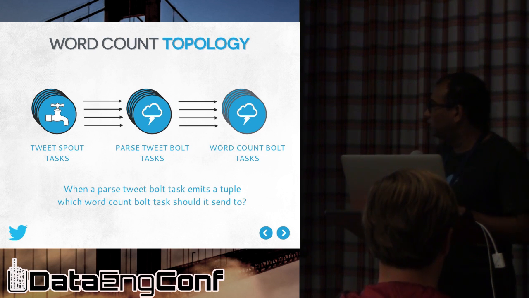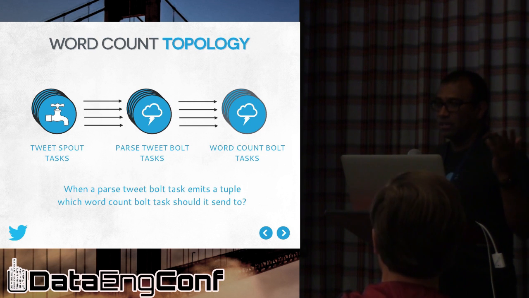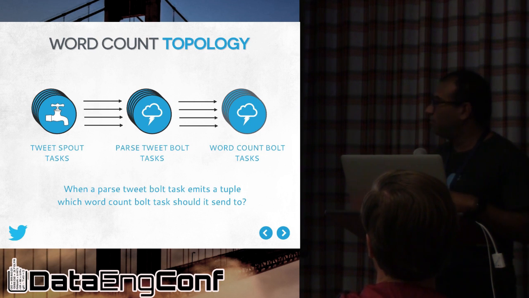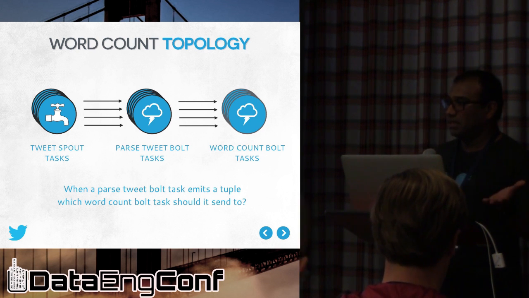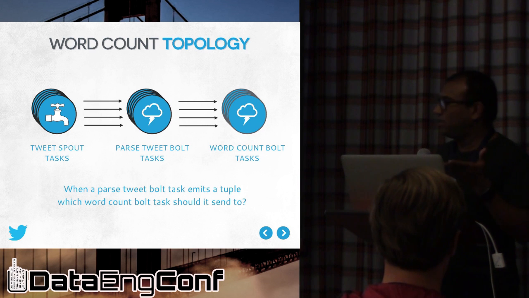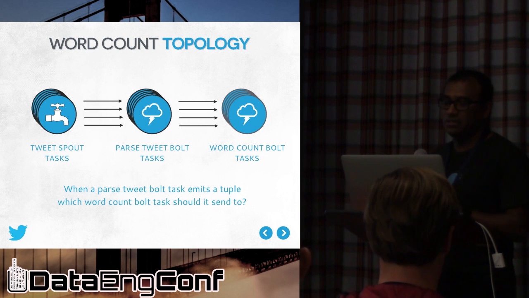So here in this case, a tweet spout might have a few hundred tasks. Similarly, a parse tweet bolt might have tens of tasks, and a word count bolt might have another hundreds of tasks. So one question is, when a parse tweet bolt emits data, where does the data have to end up in the next stage or the subsequent stages?